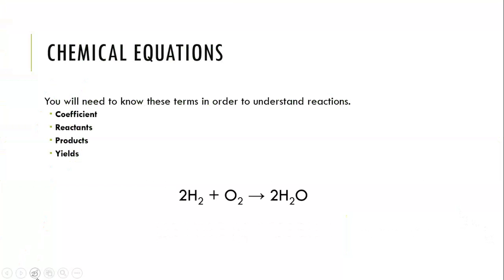So the first term up here is coefficient. Coefficients are the large numbers that go in front of a chemical formula or an element. They're just like coefficients in math class. In math class, if you have 2a, that means 2 times a. If you had 2ab, that means 2 times a and 2 times b. The same way here, this 2 means 2 H2s and also 2 O's.